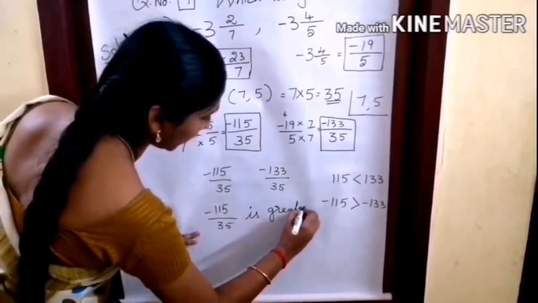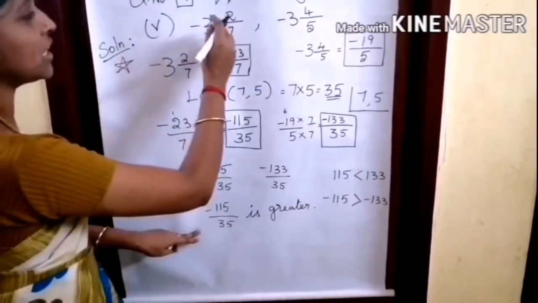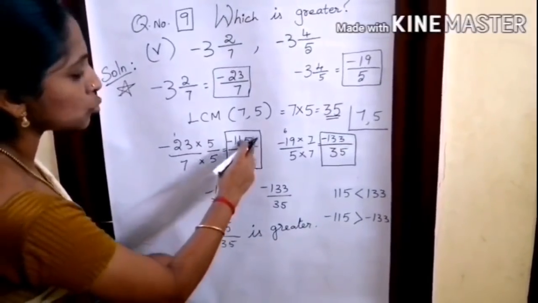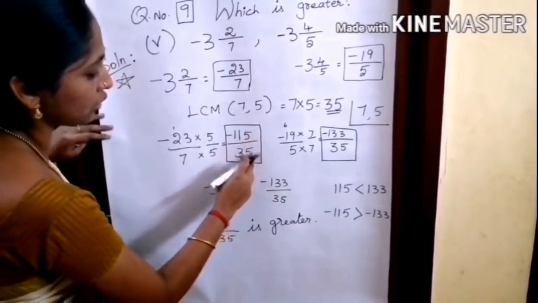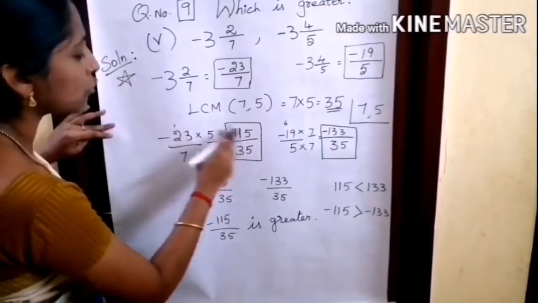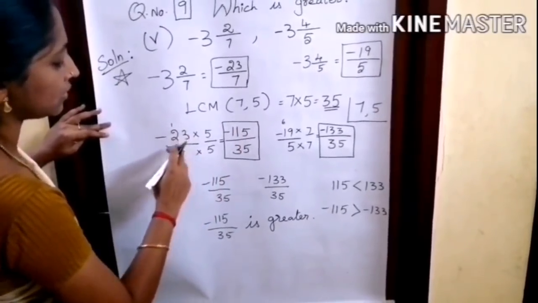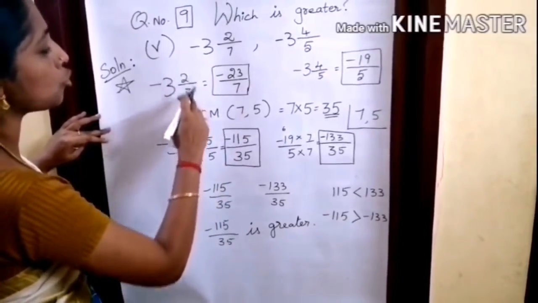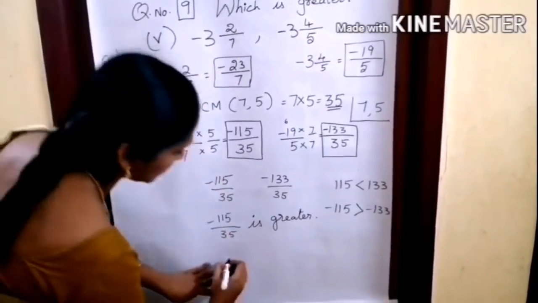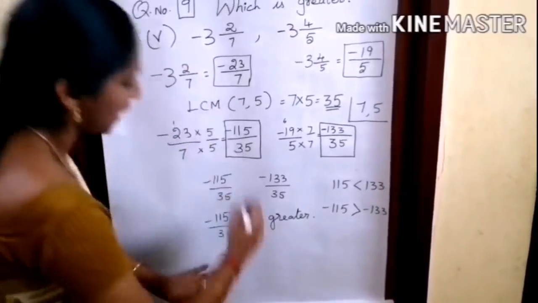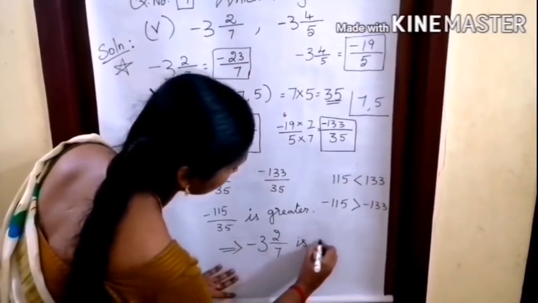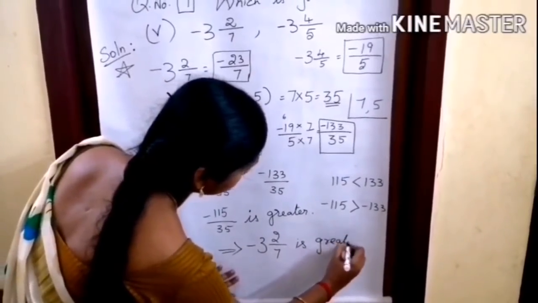Hence, minus 115 divided by 35 is greater. But look at the question. In the question it is given in the form of a mixed fraction. So minus 115 by 35 is equivalent to minus 23 by 7, which is equivalent to minus 3 2 by 7. So it implies minus 3 2 by 7 is greater.